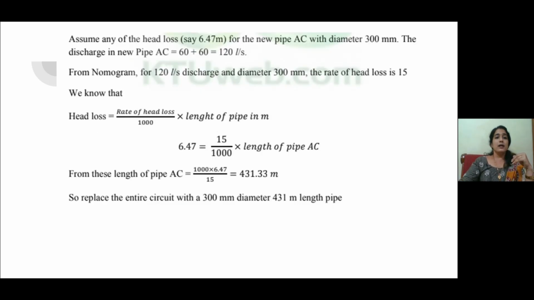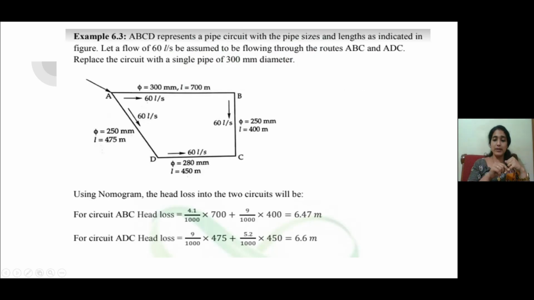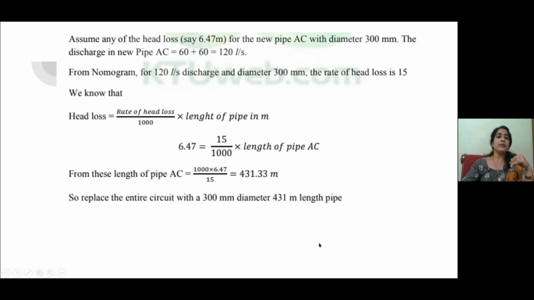Then these two head losses, that is 6.47 for one route ABC, and the other route ADC, we calculated as 6.6 meter. If we assume that the total head loss in the pipe AC, that is the equivalent pipe for the network, is 6.47, the same as that of the pipe network ABC, with diameter 300 mm, that is already given in the question.